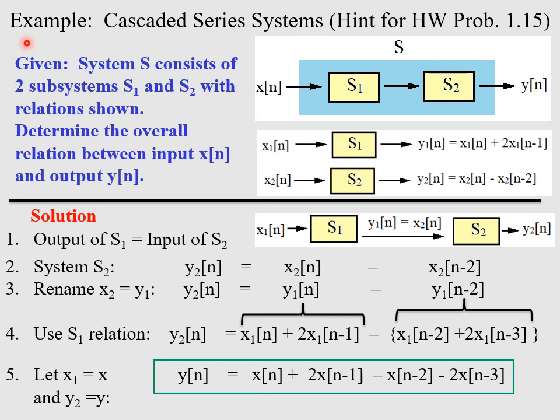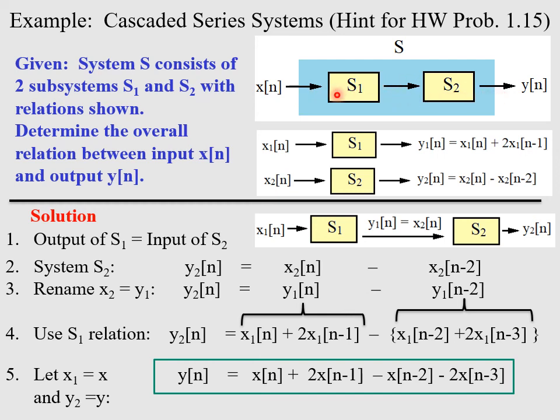So here's a nice example that shows what cascaded or series systems can produce. Also, this is a good hint for homework problem 1.15. Problem number 15 in your first homework set has a problem very similar to this. It's a little bit different, but basically you're going to use the same technique here. So here's what the problem says. You're given an overall system S, which is in the blue box here, and system S consists of two subsystems, S1 and S2, and obviously they're connected in series like this.